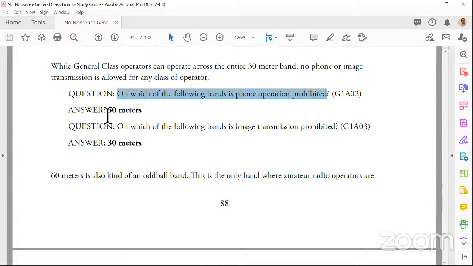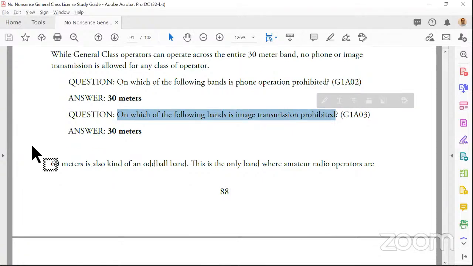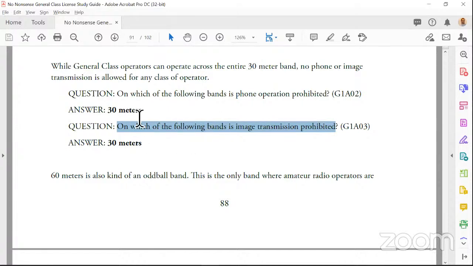And we learned last class that the 30-meter band is that band that we cannot use any phone. And not only phone, there's another restriction. Will come the next question. We cannot do phone operation on the 30-meter band. It's prohibited. Next question. Similar question, similar answer. On which of the following bands is image transmission prohibited? So transmitting an image, so let's say like slow scan TV, SSTV, sending a fax or something like that. It's again the 30-meter band, you cannot send images. The good thing about it is you only have to learn one answer for these 2 questions. It's the 30-meter band.